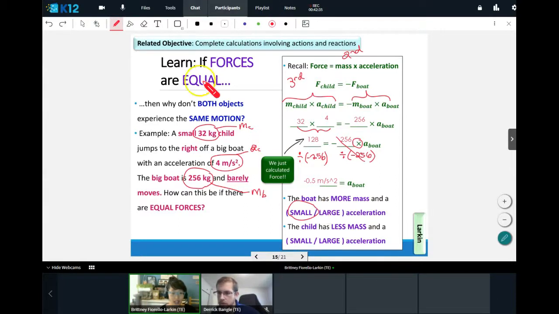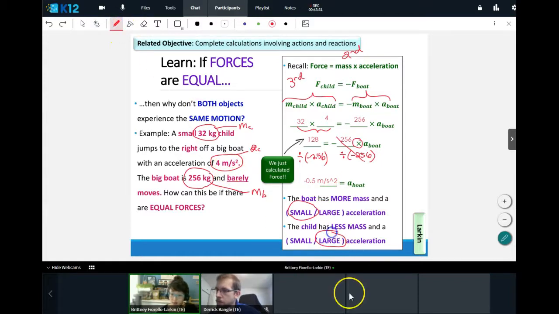Now the child, which had less mass, right, and an acceleration of 4 meters per second squared, is that small or large compared to the boat? Again, it actually had a 4 meter per second squared acceleration. So comparing that to 0.5, is that small or large? Tell me in the chat. 4 compared to 0.5. Again, the negative is just saying it's going in the opposite direction, but 4 compared to 0.5. Yeah, this is going to be a large acceleration.